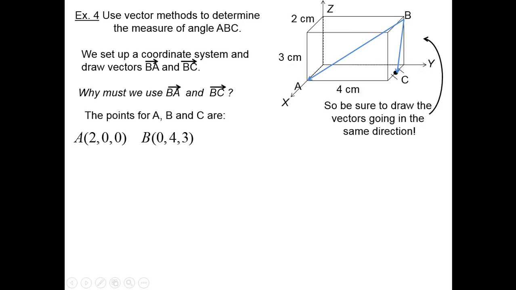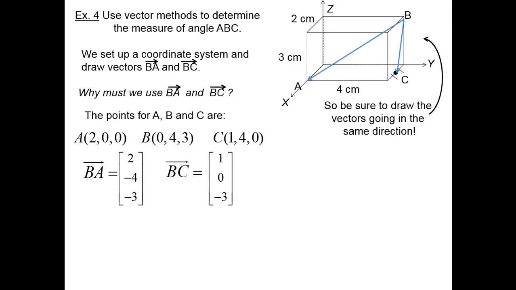How about for C? C is 1 unit in the x direction, because remember it was the midpoint of this side, which was 2 units altogether. So it's 1 unit in the x direction, 4 in the y, and it's on the xy plane, so the z coordinate is 0. Okay, so then we're going to write vectors BA and BC. So vector BA, use component form, tell me what BA is. We get 2, -4, -3, which is B minus A. And then BC would be 1, 0, -3.